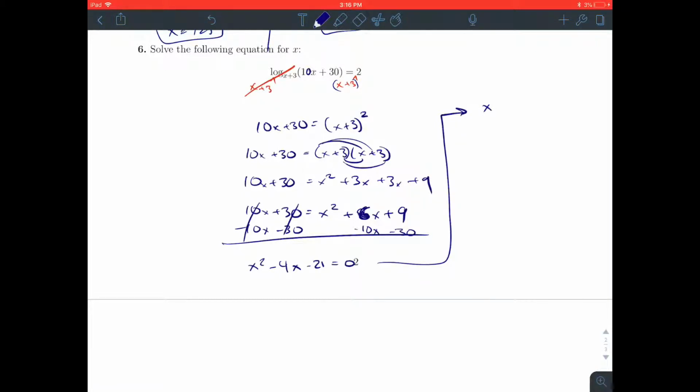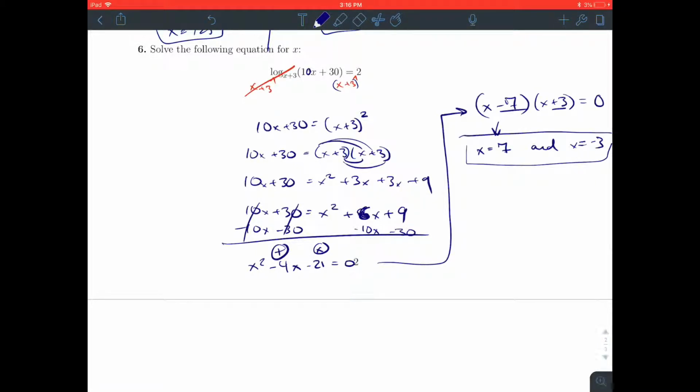Next up, we get x minus 7 times x plus 3. Pause for a second. What factoring method did I just use? If you said sum and product, you're right, because we're looking for two numbers that sum to -4 and have a product of -21, and these do it. So for our final answers, we get x equals 7 and x equals -3. So these are two possible answers for our question here.